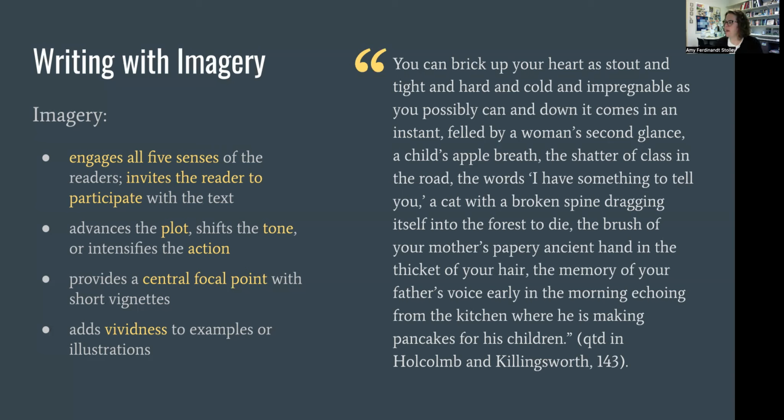This is a passage that they quoted on page 143, and it reads, "You can brick up your heart as stout and tight and hard and cold and impregnable as you possibly can, and down it comes in an instant, felled by a woman's second glance, a child's apple breath, the shatter of glass in the road, the words, 'I have something to tell you,' a cat with a broken spine dragging itself to the forest to die, the brush of your mother's papery ancient hand in the thicket of your hair, the memory of your father's voice early in the morning, echoing from the kitchen where he is making pancakes for his children."